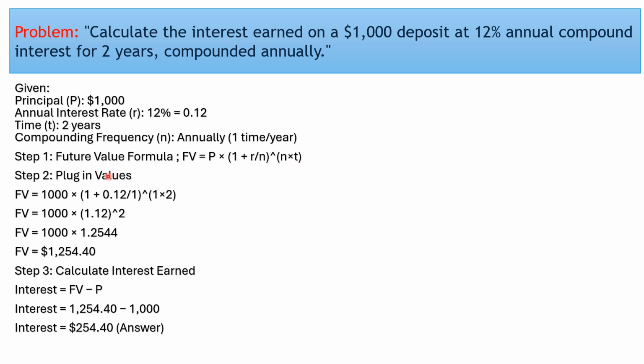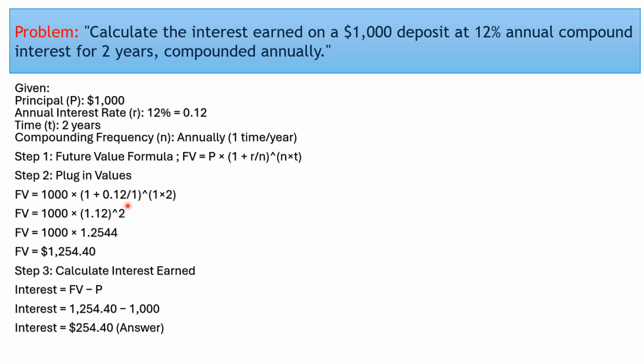So step 2 is plug in the values. Step 1 is to remember the formula, write down the formula clearly. Step 2 is to plug in the values, that is we have to insert the values into the given formula. So FV is equal to P, that is 1000, times (1 plus R, that is 12% equal to 0.12, divided by N). N is equal to 1, and the power of N into T. T is equal to 2. So N is 1, T is equal to 2.